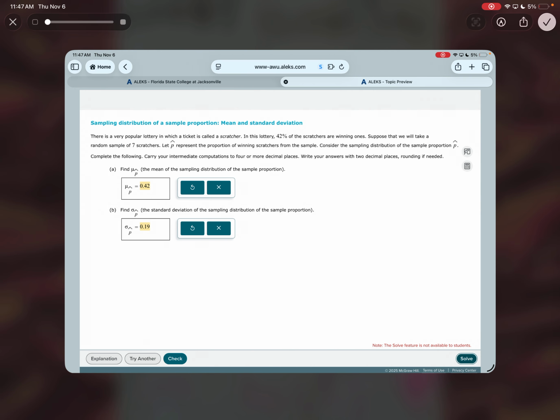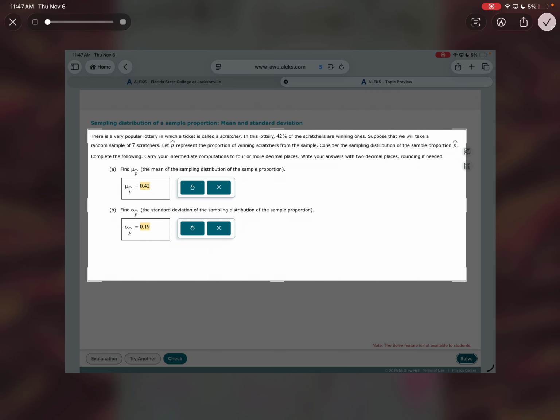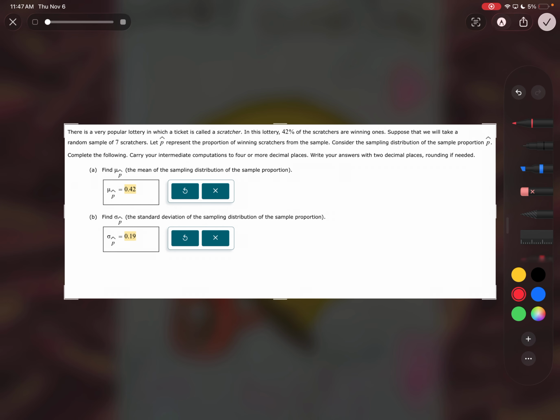The last thing, so everything we've talked about so far is like mean and standard deviation. You can do this with proportions. So the proportion, when you're doing a sample, right, this one we are sampling 7 scratchers and seeing how often they win. That's more than one. So as soon as it's more than one, you're thinking I got to change the standard deviation. The mean stays the same. So my mean proportion is going to stay the same as the mean, 42 right there.